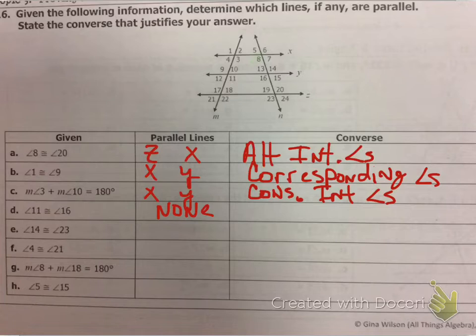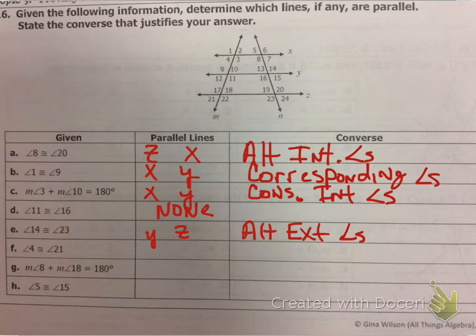Okay, 14 and 23. Where's 14? Can't see. Okay, 14 and 23 would have been like connecting y with z and being alternate exterior angles. Because if you see these two, they're on the outside of those two lines. So that's why that one would be alternate exterior. Let's see here, 4 and 21. Where the heck is 4? And there's 21. Okay, so that would join x and z.